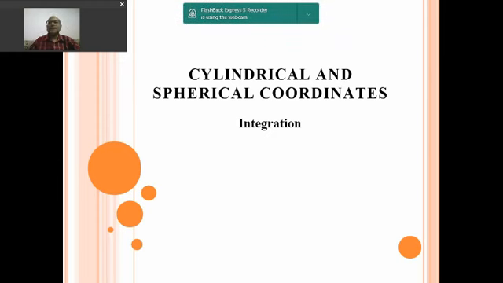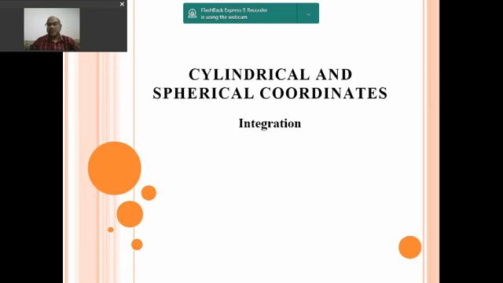Hello students. Till date we have learned about vectors. Now we'll discuss the coordinate systems. One coordinate system you already know, the Cartesian coordinate system, and in that you have already done a lot of work. But today our discussion will be on cylindrical and spherical coordinates.